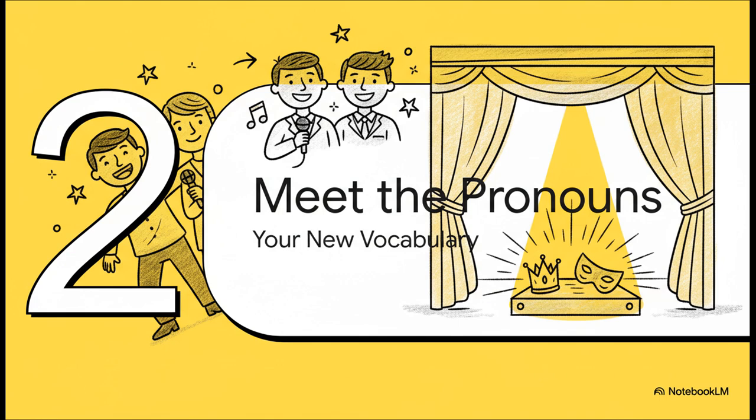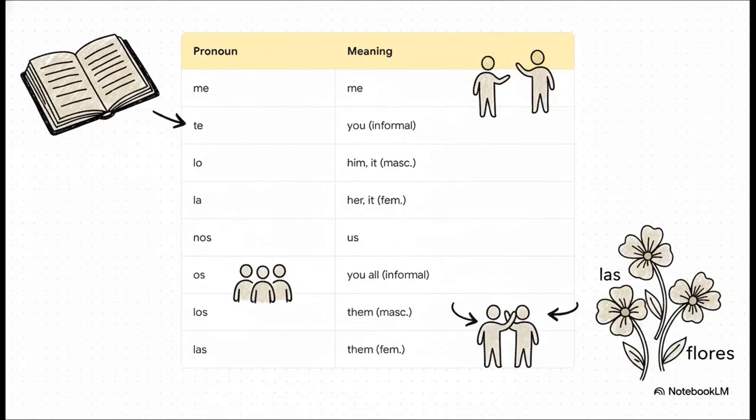It's time to meet the team of words that's going to step in and take their place. Think of them as the official replacements, ready to make the whole sentence smoother. And here they are, me, te, lo, la, nos, os, los, and las. Now, the absolute key thing here, the one thing you've got to remember, is that they have to match the gender and the number of the noun they're replacing. So, if we're replacing el libro, which is masculine and singular, we'll use lo. If we're swapping out las flores, which is feminine and plural, we've got to use las.